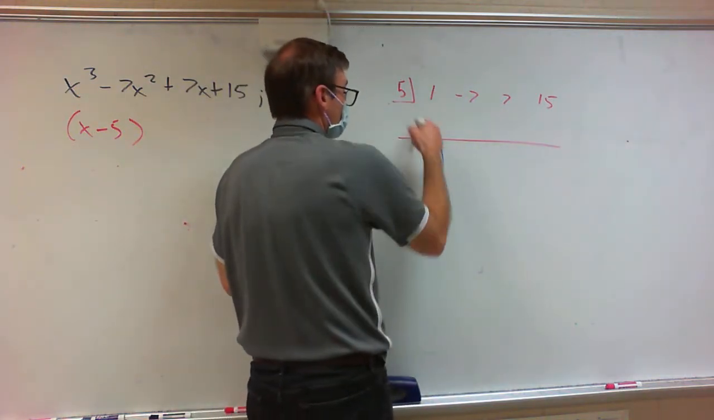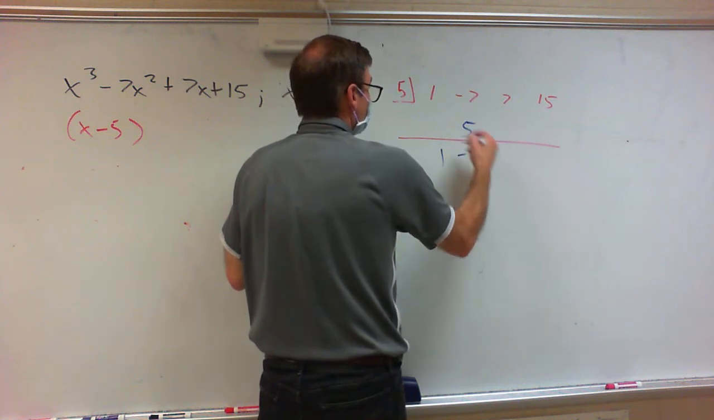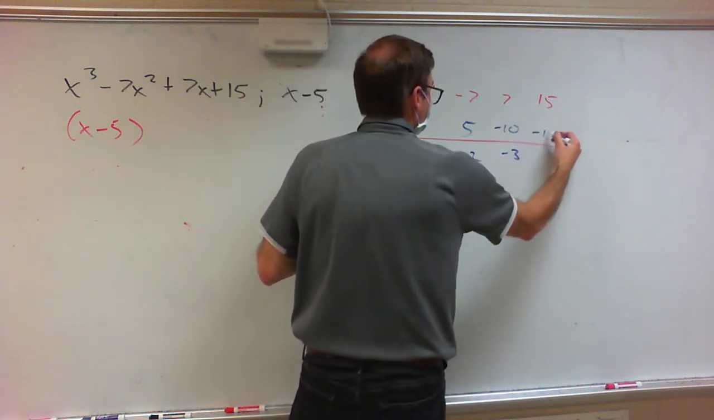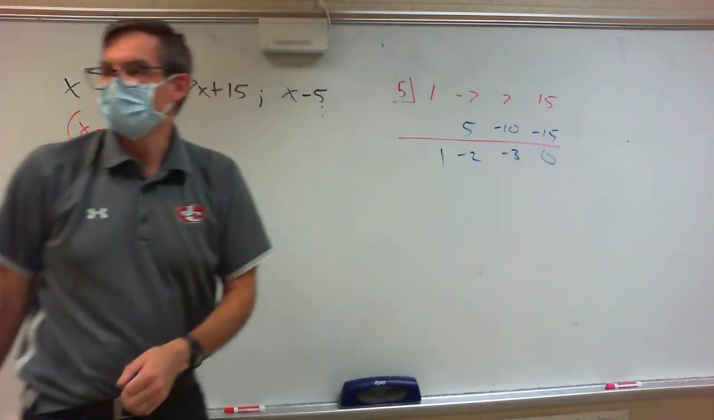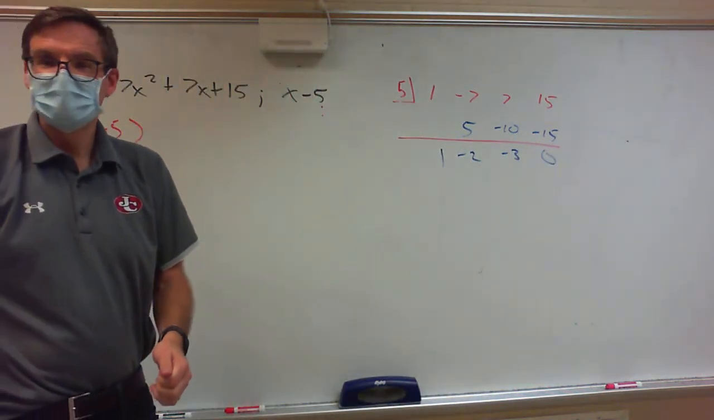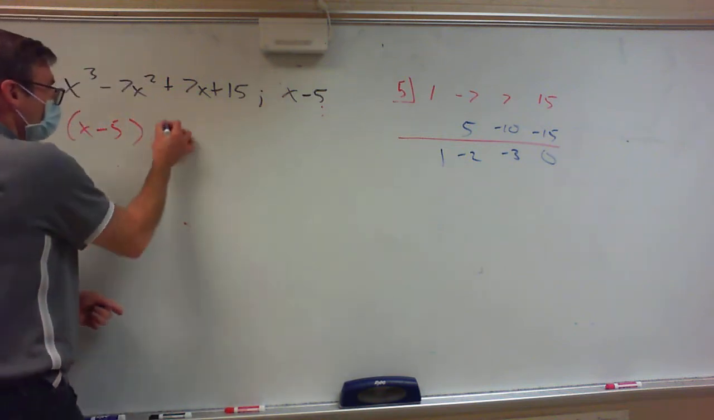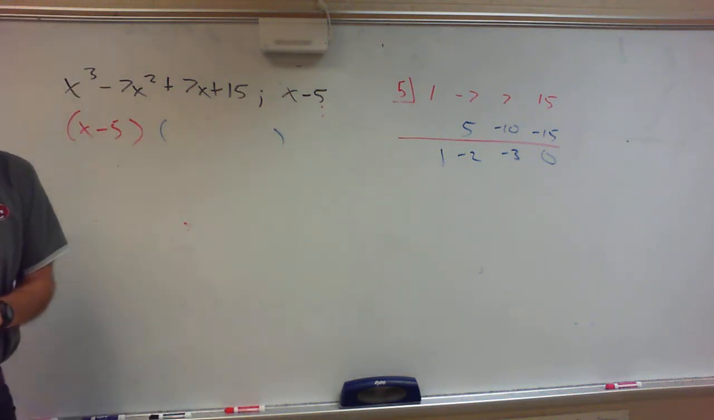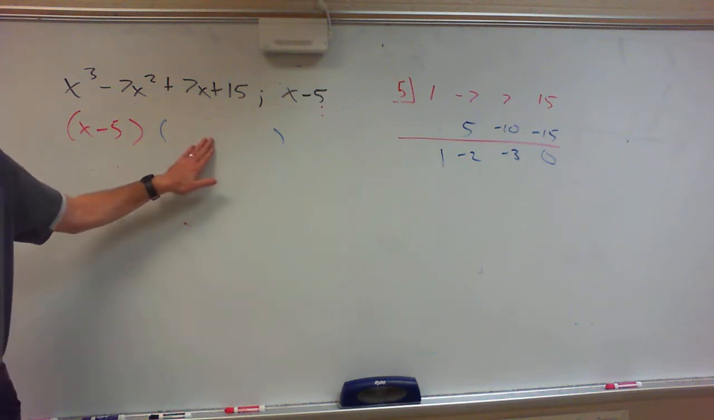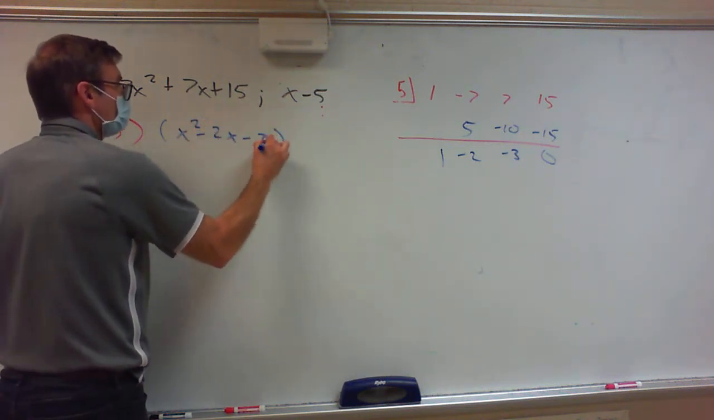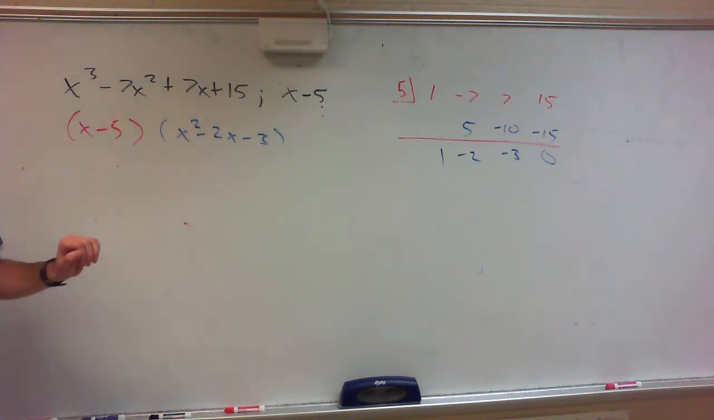Bring down the 1, 5, -2, -10, -3. Yay, I got a 0. Okay? And so now what goes here? X squared minus 2x minus 3. Does everybody see how that worked?